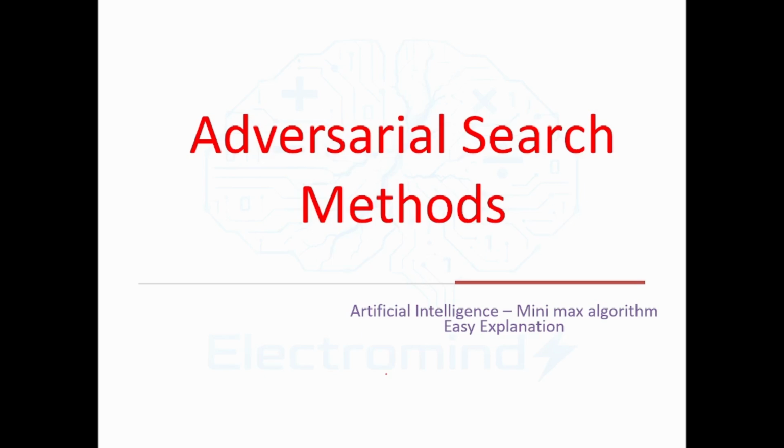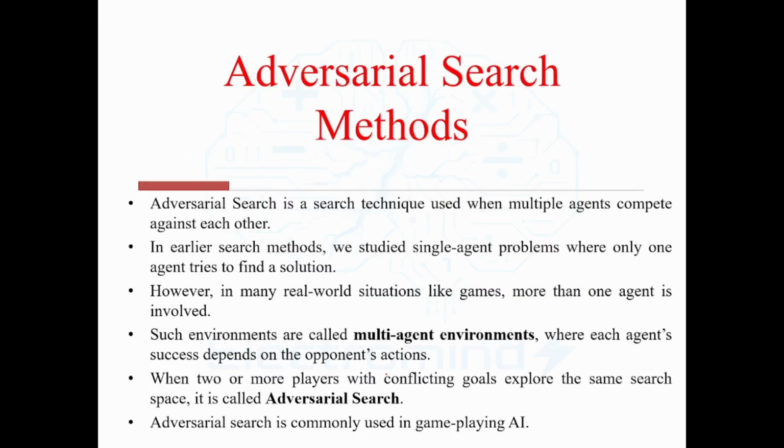So in today's video, we are going to learn about adversarial search methods and the Minimax algorithm in a very simple and easy to understand way. First, adversarial search is a search technique used when multiple agents compete against each other.